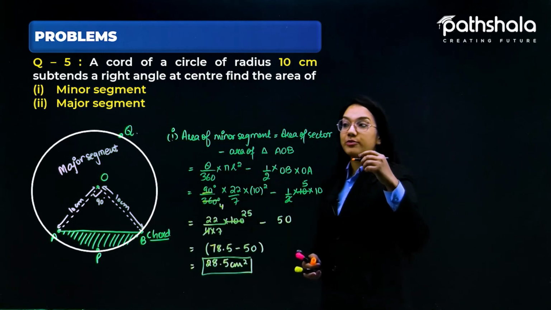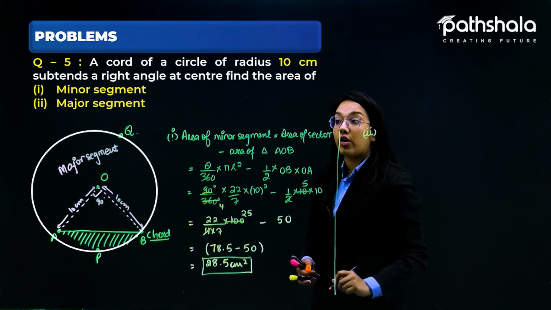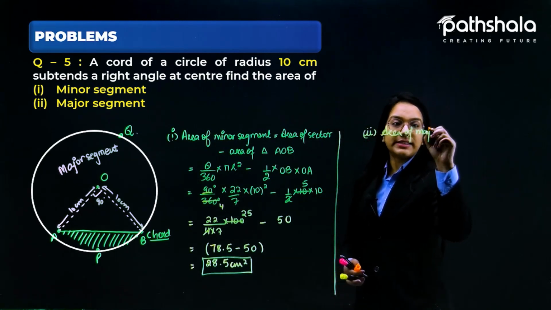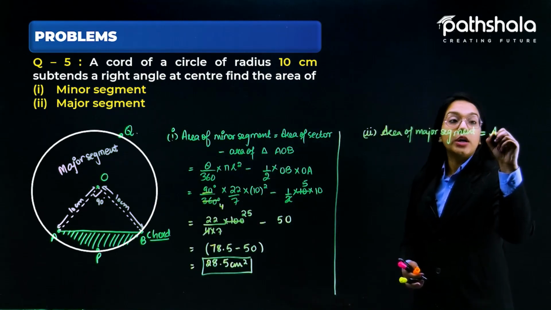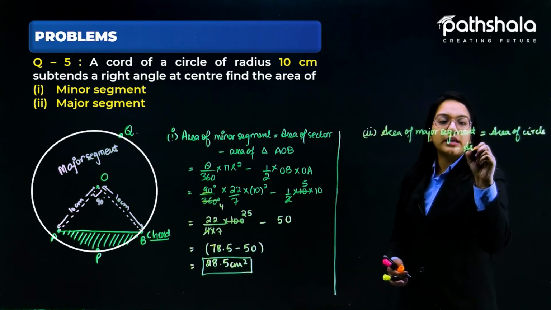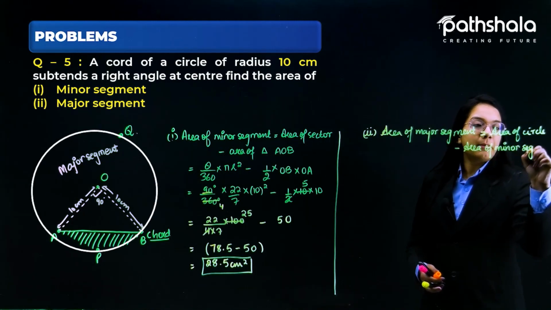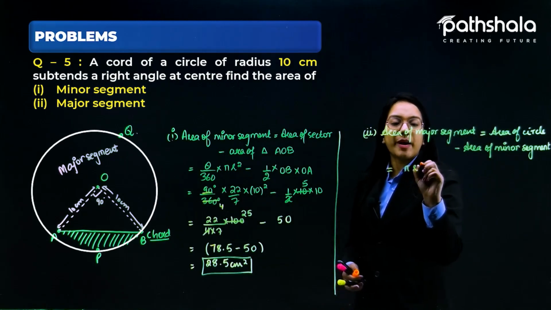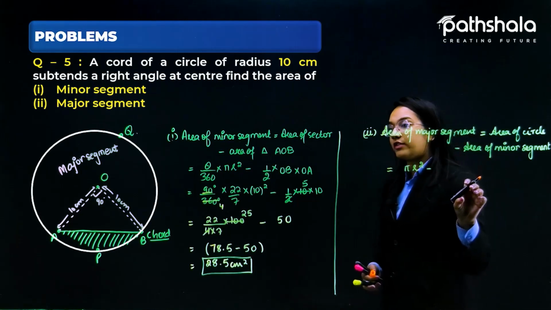Now let us suppose I'm talking about the second part. In the second part we just have to calculate the area of the major segment. So the area of the major segment can be calculated as nothing but the area of the circle minus the area of the minor segment. So this would be equal to area of the circle, pi r square, minus the area of the minor segment.